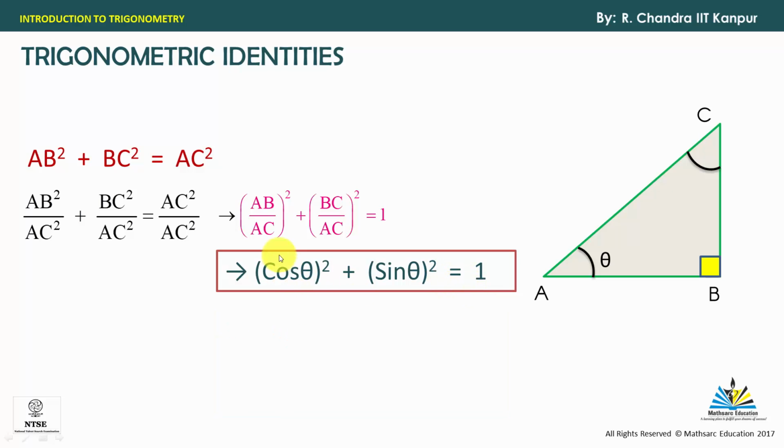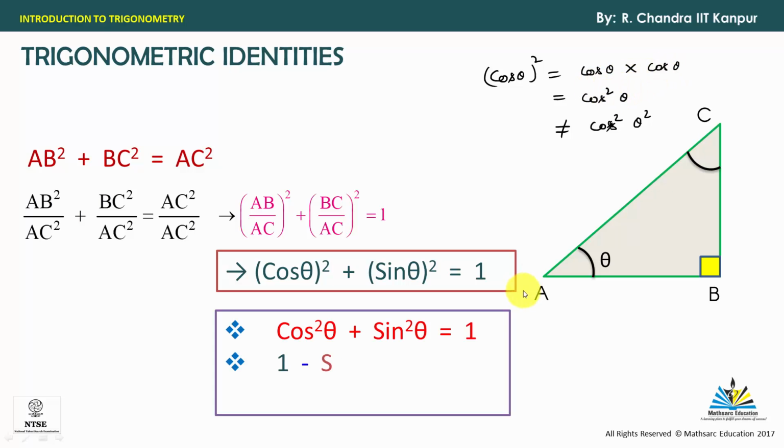Now cos theta whole square can be written as cos theta into cos theta, and you can also write it as cos square theta, and this is not equal to cos of theta square. This is the symbolic representation saying that it means cos theta into cos theta. Hence, we have the formula cos square theta plus sin square theta equal to 1. This is the formula that we have derived.